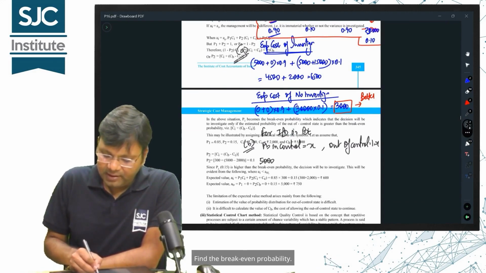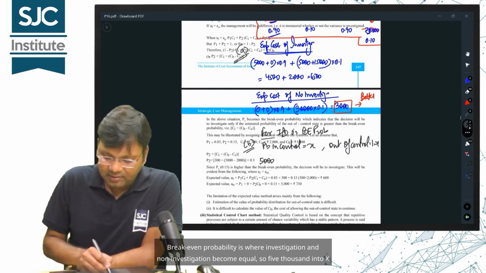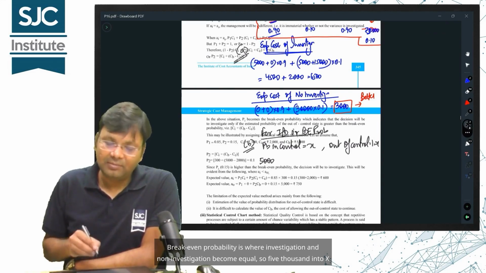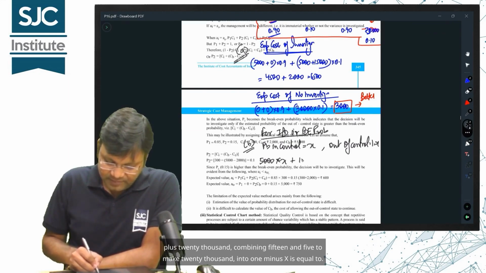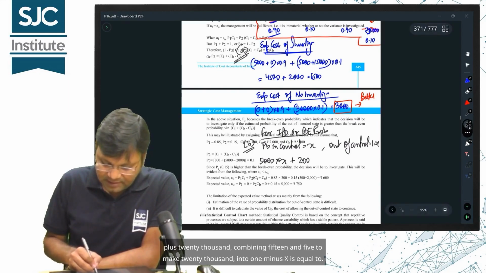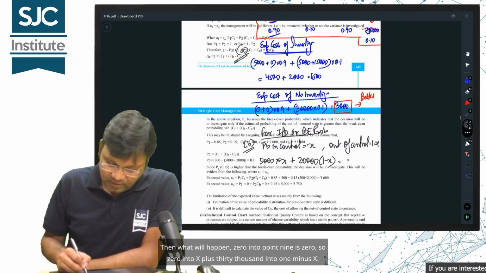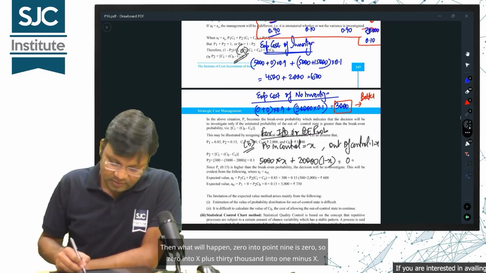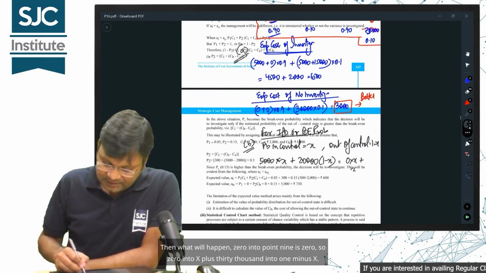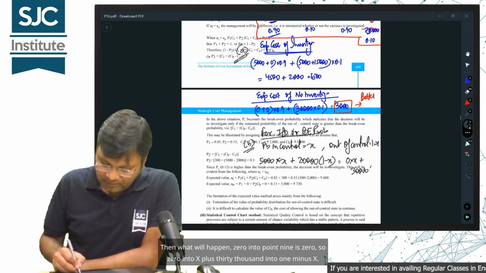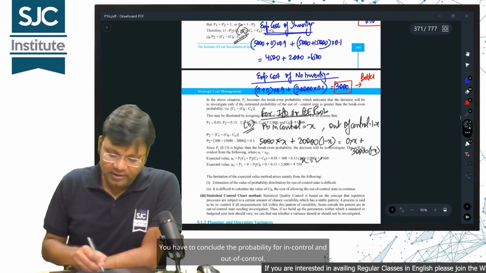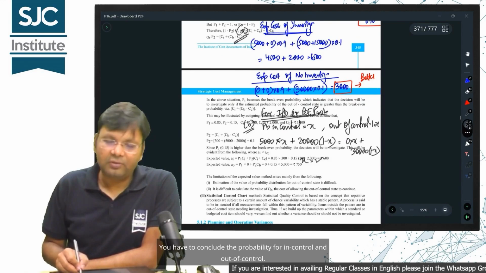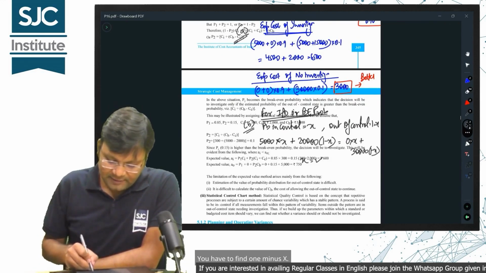Find the break-even probability. Break-even probability is where investigation and non-investigation become equal, so 5,000 into x plus 20,000, combining 15 and 5 to make 20,000 into 1 minus x is equal to. Then what will happen? 0 into 0.9 is 0, so 0 into x plus 30,000 into 1 minus x. If you solve this, you'll get the next value. That's it. You have to conclude the probability for in control and out of control. You have to find 1 minus x.